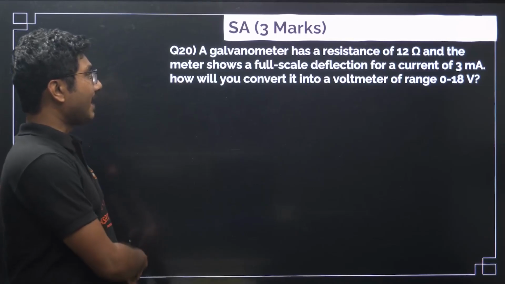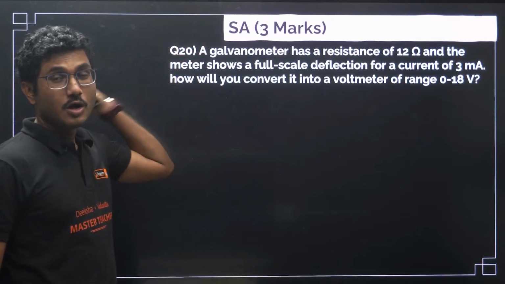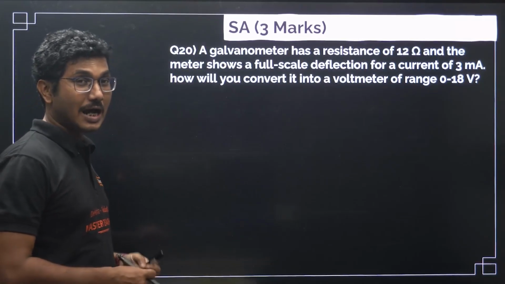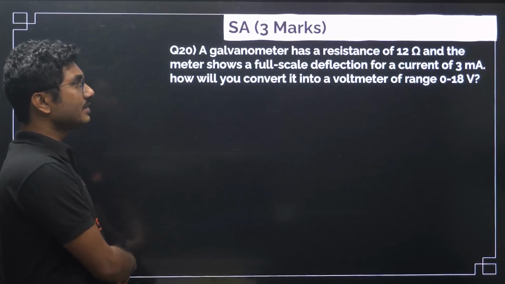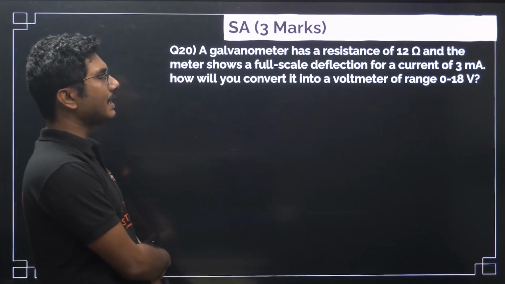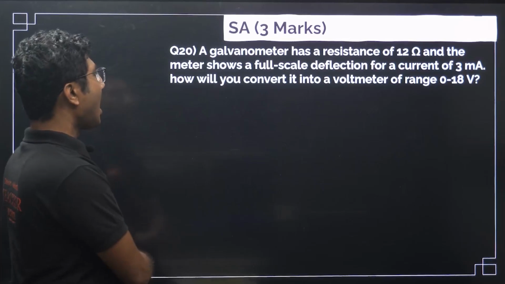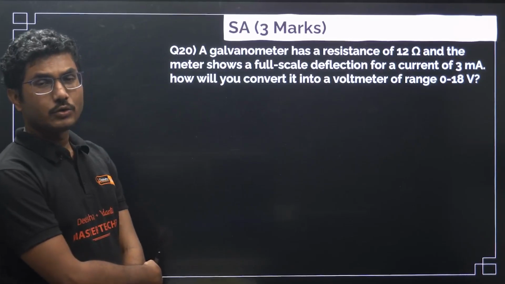Next, a galvanometer has a resistance. Now, this is a 3 marker question. As soon as galvanometer to voltmeter conversion or galvanometer to ammeter conversion questions are being asked, they are 3 marker questions. A galvanometer has a resistance of 12 ohm and meter shows a full scale deflection for a current 3 milliampere. How will you convert it into a voltmeter of range 0 to 18 volt?